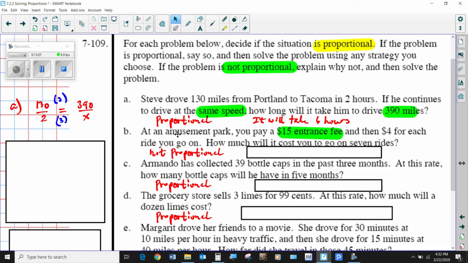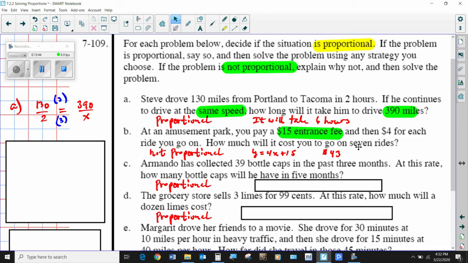For problem B, this is a problem where you'd have to solve this type of equation where it's $15 to get in plus $4 for every ride you go on. So if you go on 1 ride, that's 4 plus 15 is 19. If you go on 5 rides, that's going to be 20.